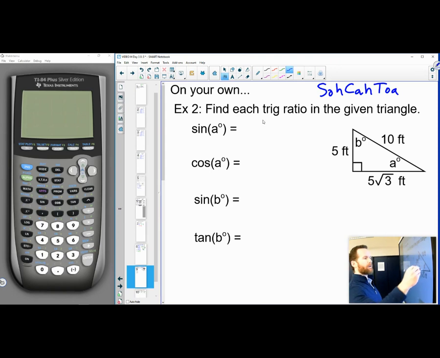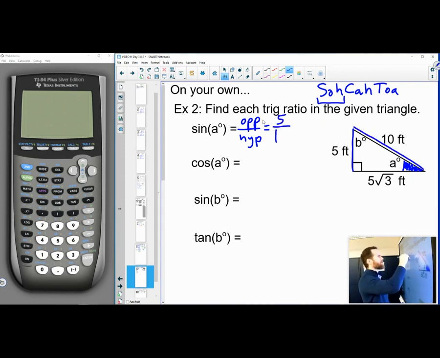Now, sine of A, we're focused on A degrees right there. We're looking for sine here, so we have to focus on the first part of SOHCAHTOA, the SOH, which means sine stands for opposite over hypotenuse, which will be opposite of A is 5. And the hypotenuse is going to be 10. So it's 5 over 10, which simplifies to 1/2, and we're done. Remember, you always want to simplify your fractions if you can. Erase that. That looks better.